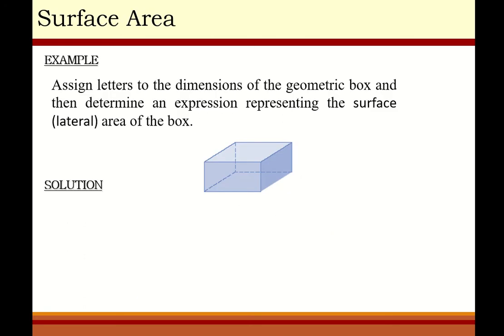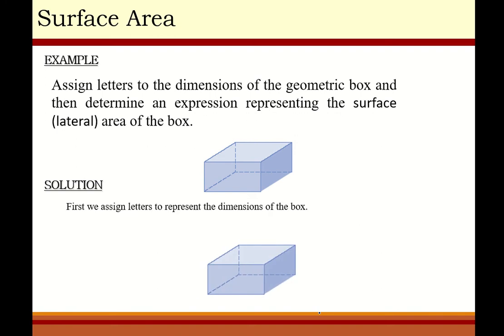Now for the surface area. Okay, so we have here another example. Assign letters to the dimensions of a geometric box and then determine an expression representing the surface or the lateral area of the box. So we assume here that the box is open, open at the top. So we have only 5 lateral surface areas. So 1, 2, 3, 4, and the bottom: the front, the right, the back, the left, and the bottom. So we have only 5.